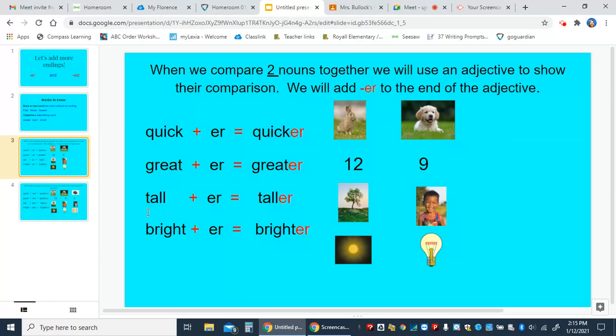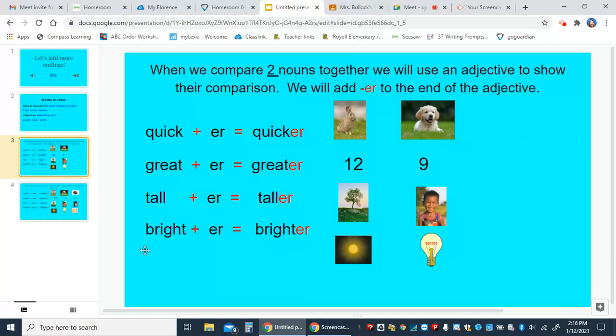My next example, I have the base word tall. Let's hop over and see. I have a picture of a tree and a picture of a little boy. Which do you think would be taller? If you said the tree, you were right. So we have the word tall plus the ending ER gives us the new word taller. The tree is taller than the boy. I added ER to the end of my base word because I was only comparing two nouns, the tree and the boy.